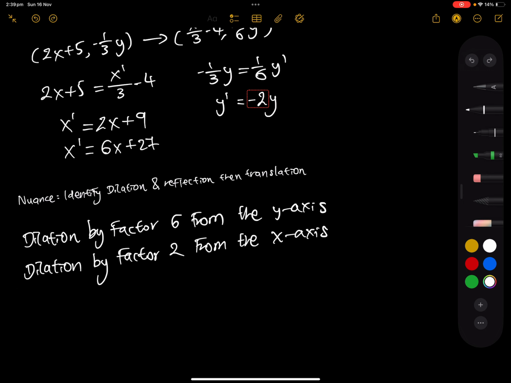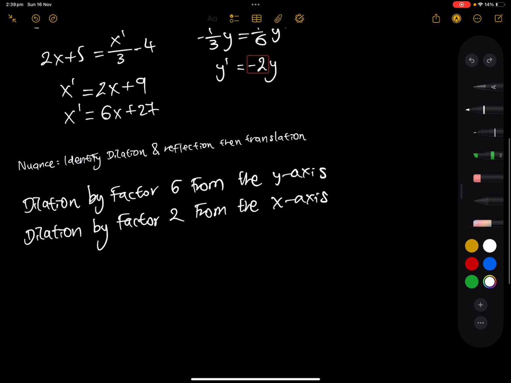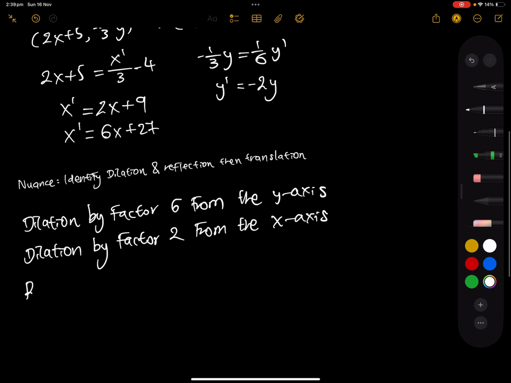If you want more information, please watch my video on dilation, reflection, and translation. So we've got those two, and then the next is reflection. We're reflecting in the x-axis because we're multiplying our y-coordinates by -1.